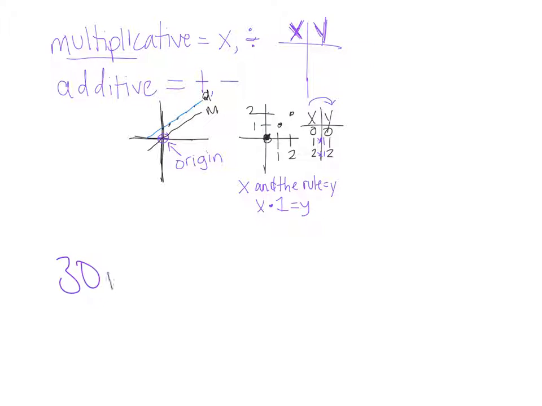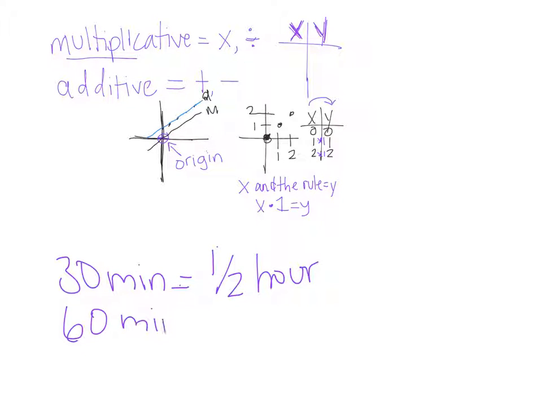30 minutes equals half an hour. 30 minutes is half an hour. 60 minutes is 1 hour. And those are things that, by the time you're in 6th grade, you're expected to know. Just keep that in mind, and hopefully that'll help you with that part of the question.